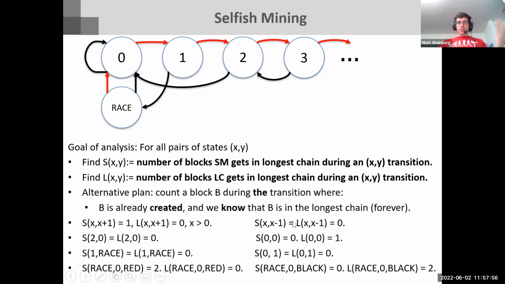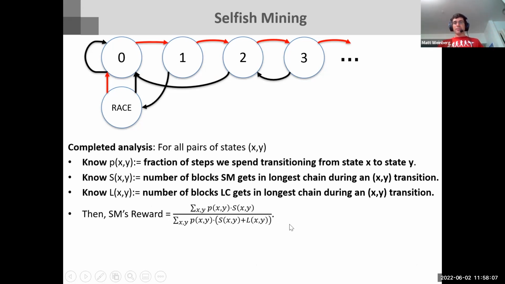This I will skip, but there's another way to count if you want. I just wanted to show the flexibility of this. But as long as you find some way to count every block during exactly one transition, then you have a correct scheme. And that's it. So that's all you have to do.